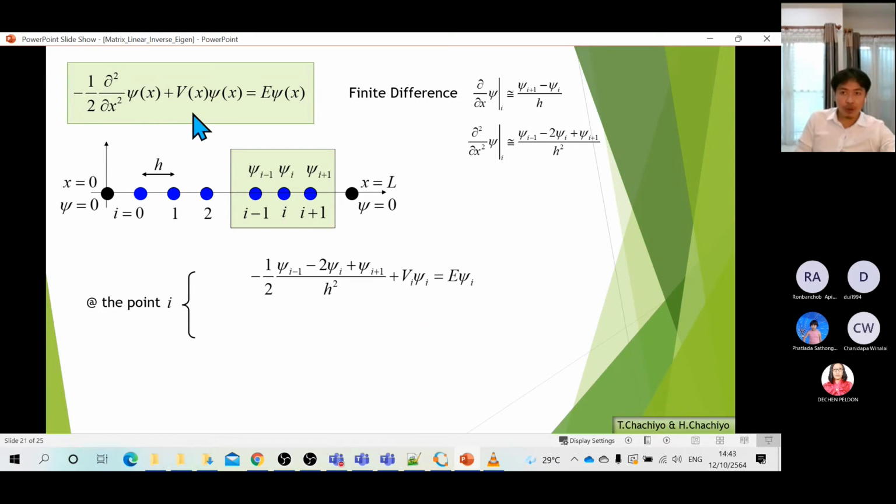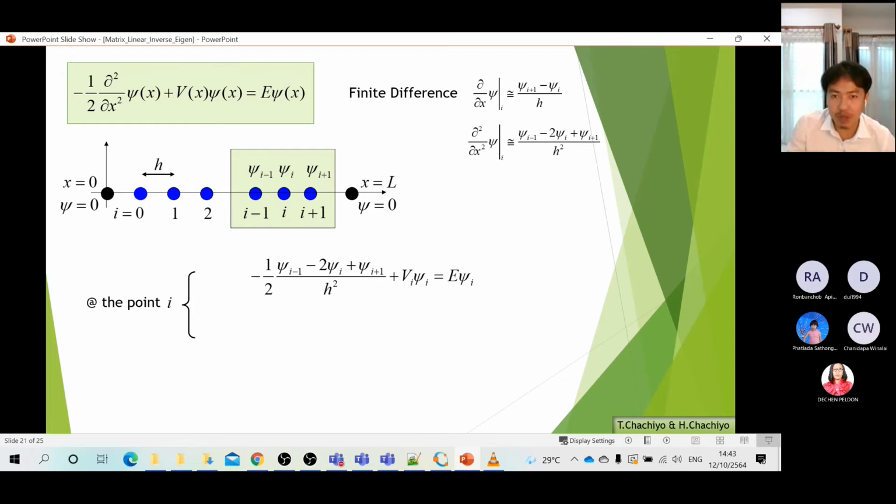The second term is still vi at that point times psi i at that point, equal to a constant times psi i. So we have that equation. We can go further. We can rearrange the terms, massaging the mathematical formula to make it more convenient. So how do we do that?